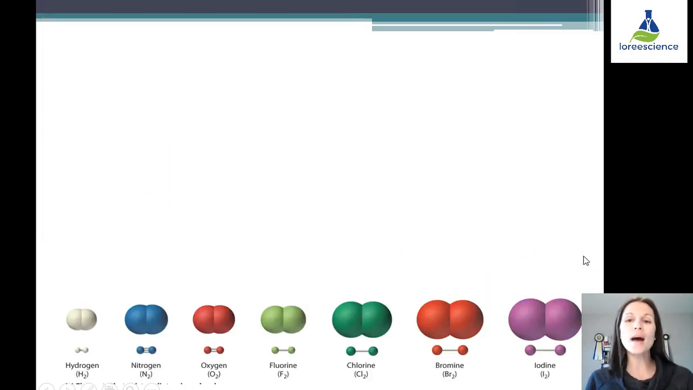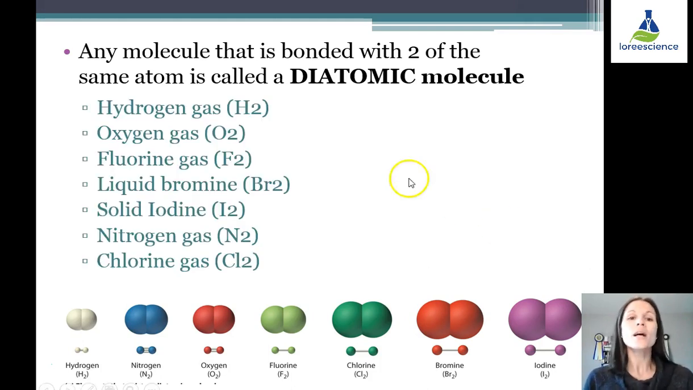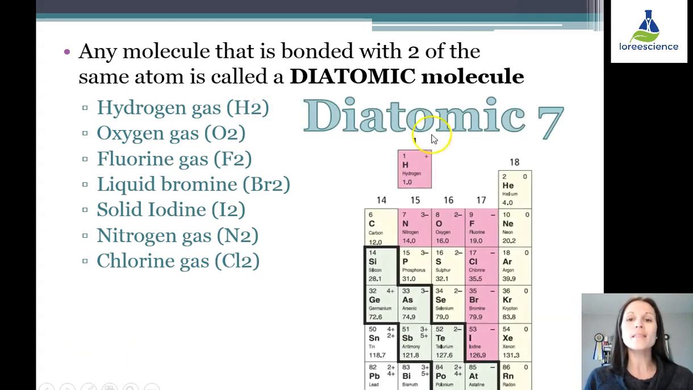Now, when you have 2 of the same atoms being bound together, we call that a diatomic molecule. Di meaning 2, atoms, 2 atoms, diatomic molecule. Now, there are some common diatomic molecules in the periodic table: hydrogen, oxygen, fluorine, bromine, iodine, nitrogen, and chlorine. These are called the diatomic 7.